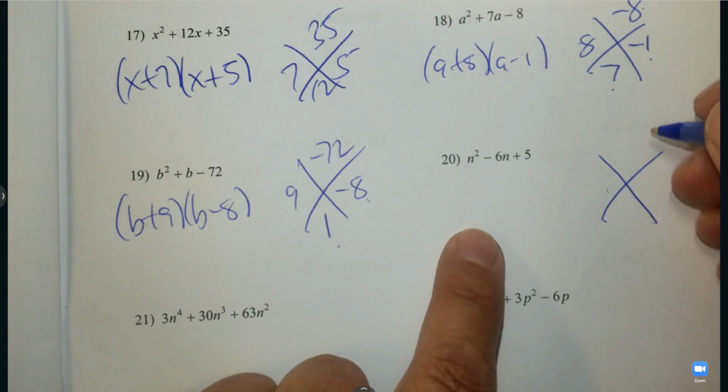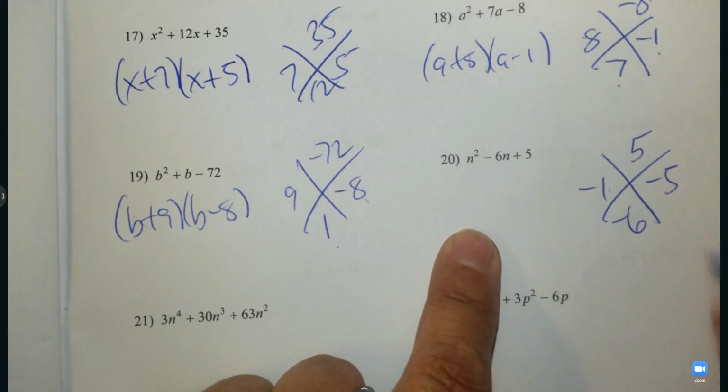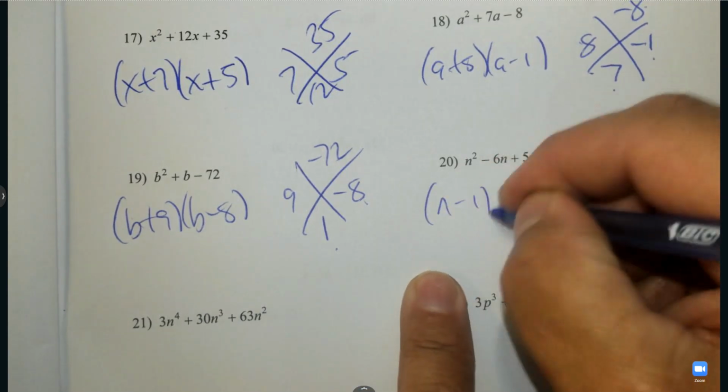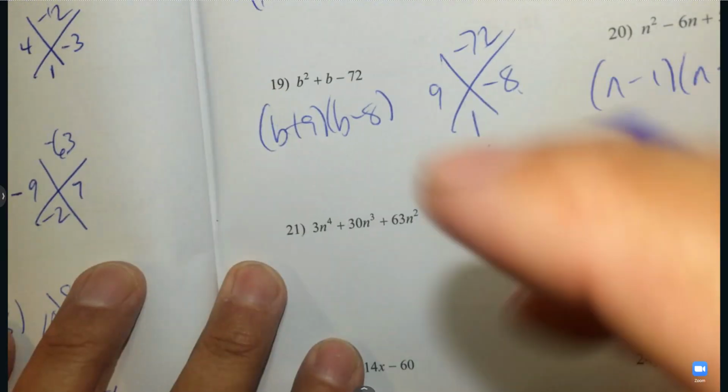Again, the number on top and the bottom, practice. So what two numbers multiply to 5 and add to negative 6? So one's negative 1, one's negative 5. All right, starting at 21, these are a little different.